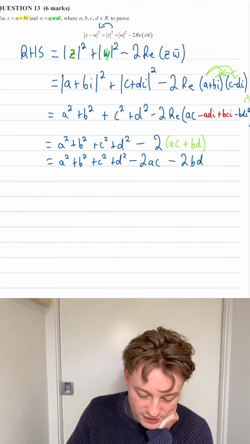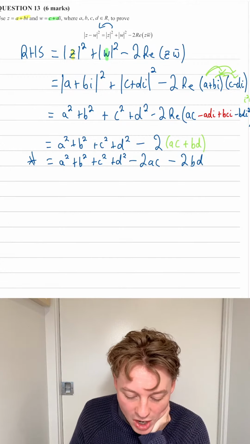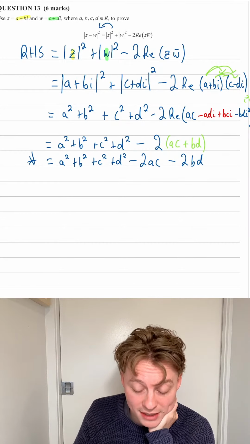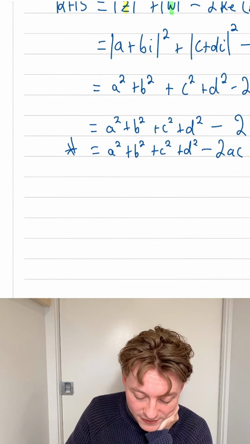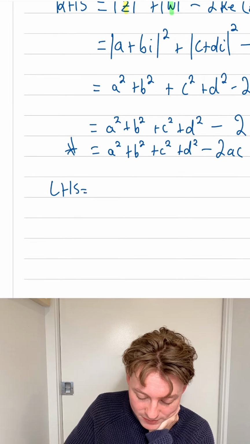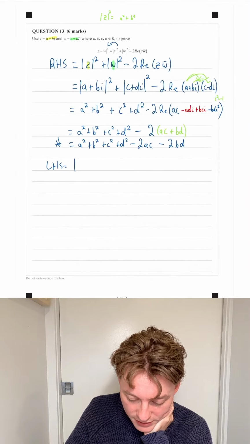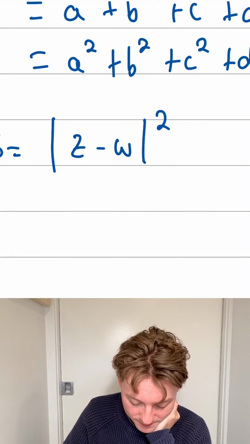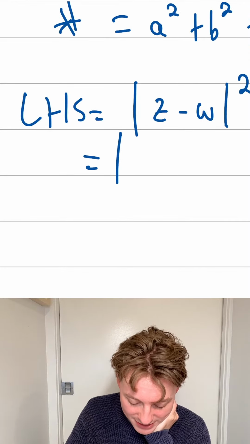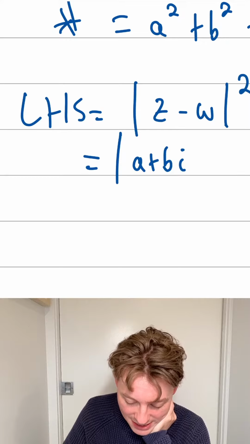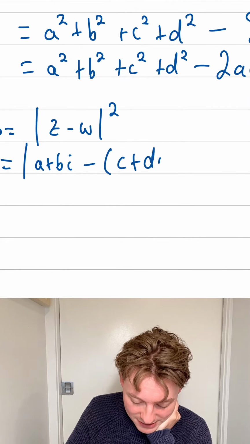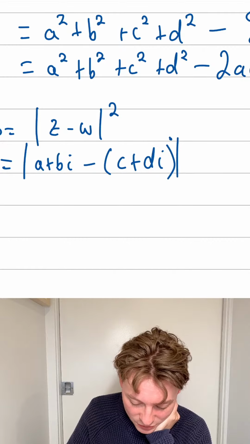So I've got to this point here, okay? I'm now going to put a pin in it. I'm now going to consider the left-hand side. If I consider the left-hand side of my equation, that was the modulus of Z minus W squared, okay? If I do Z minus W, that is A plus BI minus, I'm going to use some brackets, C plus DI, use brackets, all squared.